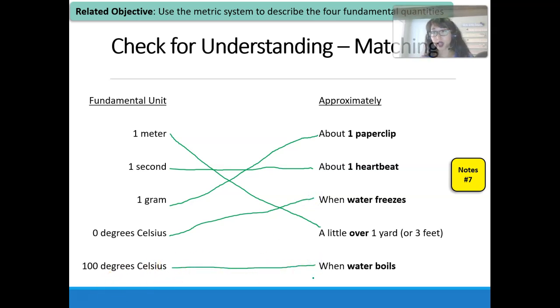So at this point, go ahead, pause the video, use these answers in order to fill out number 7 in your notes. I've shown you how to do a matching activity at this point, so you should be able to do that on your own. Remember, click out of it in order to save all of your answers, and then we will keep on going.